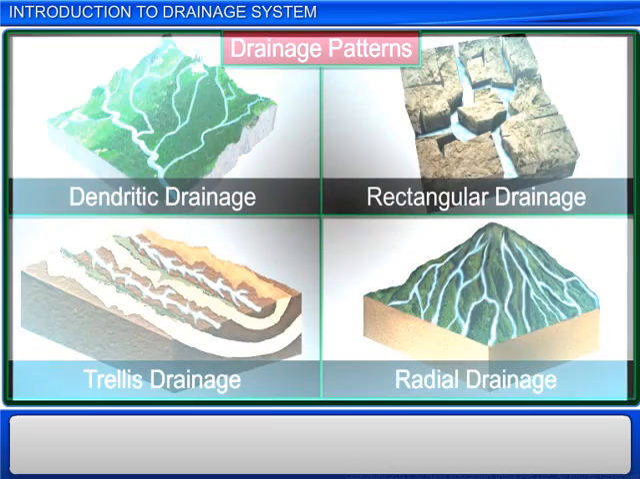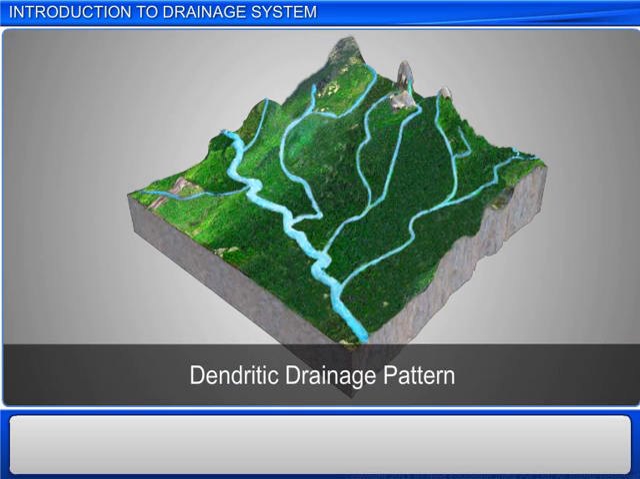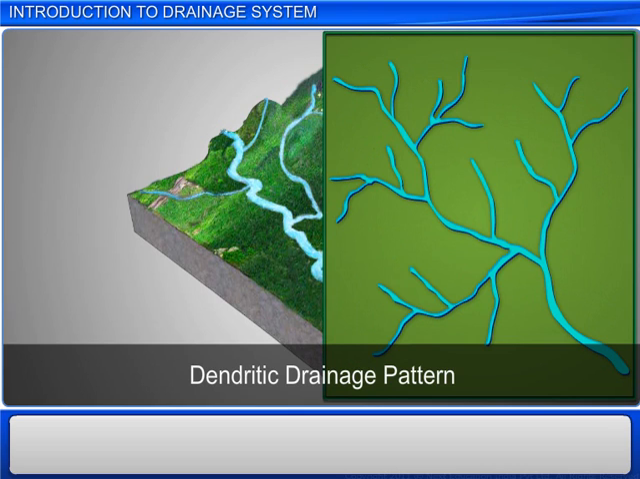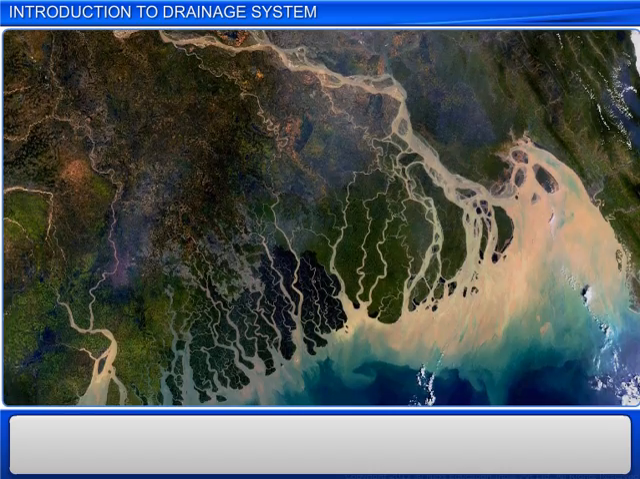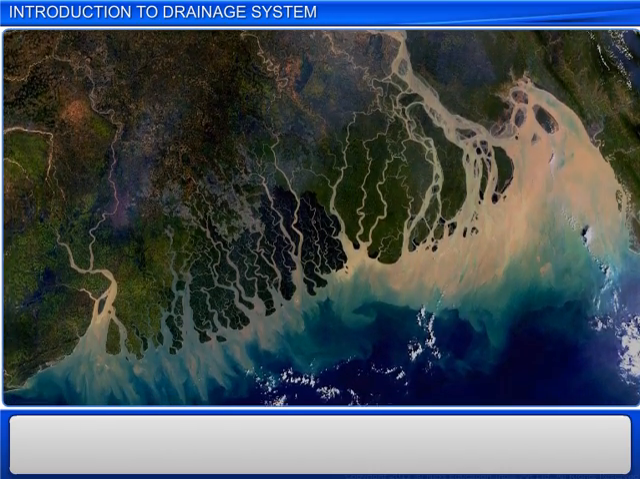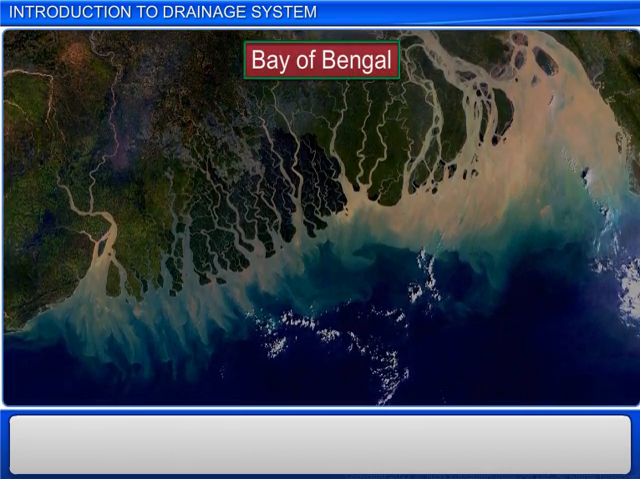The dendritic drainage pattern develops when the river follows the slope of the terrain. As you can see, the stream with its tributaries resembles the branches of a tree. Hence, the name dendritic. For example, the drainage system formed by the rivers draining into the Bay of Bengal.